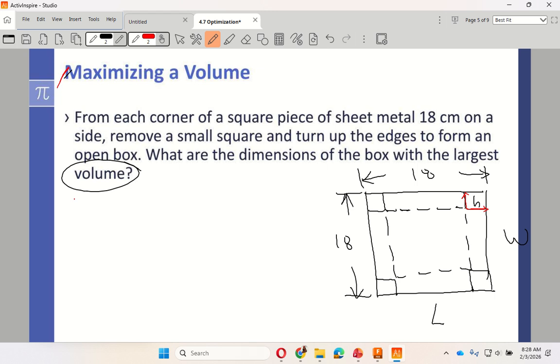So my volume formula, how would I get the volume of this thing? Length times width times height. But since this is a square, length and width are going to be the same, aren't they? Okay, length and width are going to be the same. Are the pieces you're cutting out of the corners, they have to be square? Mhm.